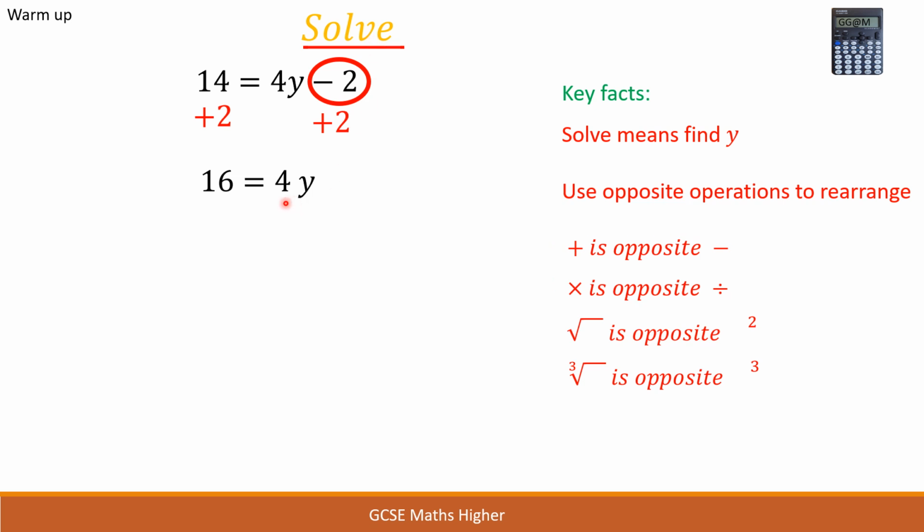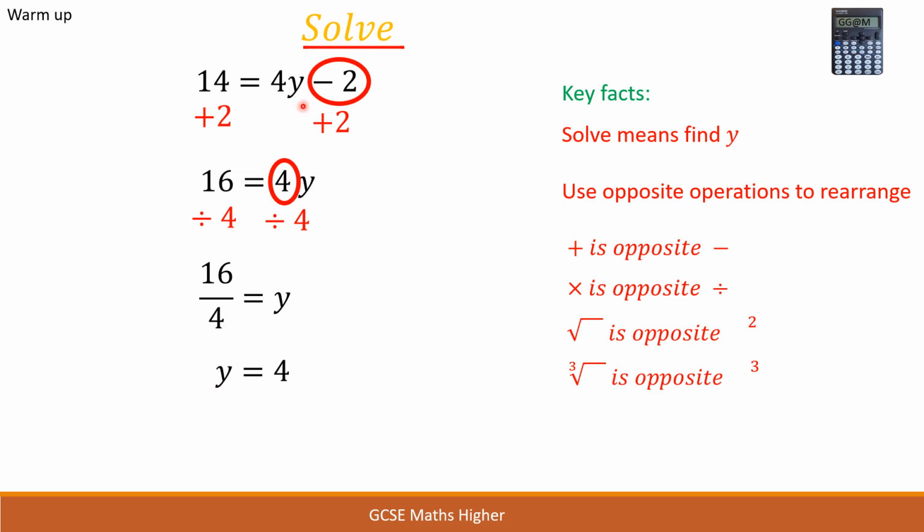Now I need to get y on its own. So this means 4 times y. The opposite of times is divide. So we're going to divide both sides by 4, which is the same as writing it as 16 over 4. Now the reason I've written it in this form is so you can see the method that I am using. You all know that 16 divided by 4 is 4, so you don't actually need to write this step down, but by writing this step it will make it easier to see your next example. And obviously we know the answer is 4, so y is equal to 4.